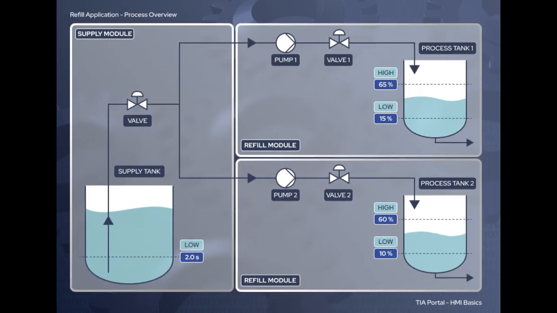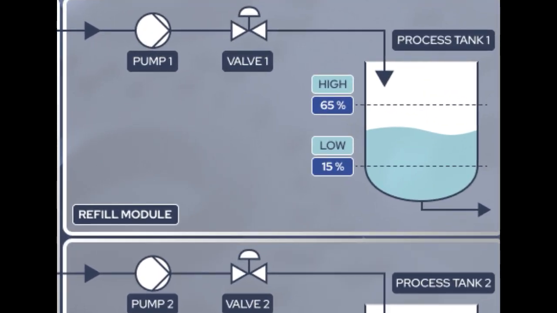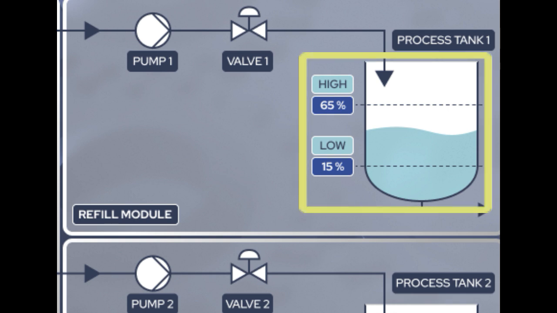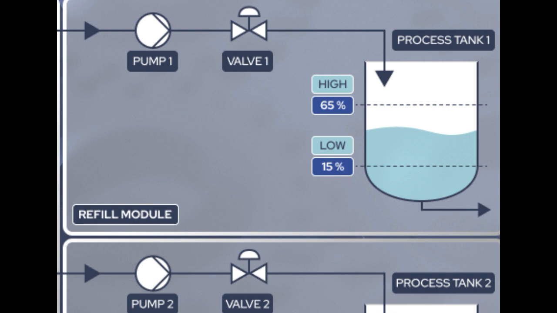Now let's have a look at a refill module. Both refill modules are identical in functionality, so we're just going to have a look at one of them. Each refill module consists of a process tank with an analog level measurement, a membrane pump, and a pneumatic valve. For the process tank, two water levels are defined. A high water level, here set at 65% in our overview, and a low water level, here set at 15% in our overview. Both water levels are defined as input parameters.